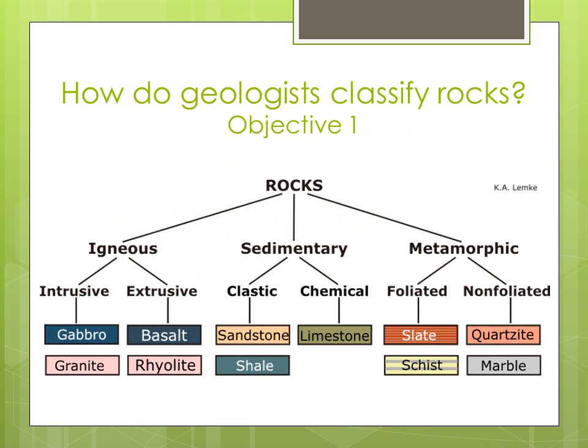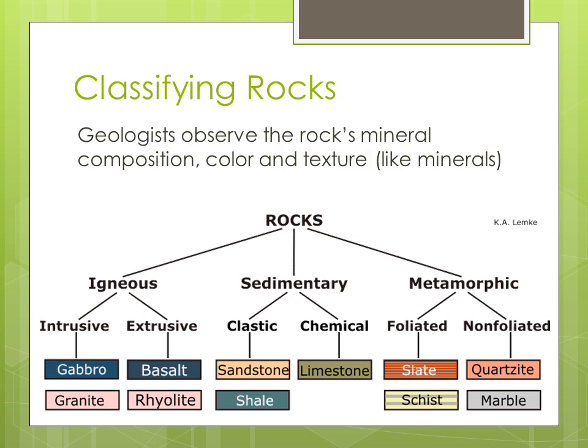Our first objective here. How do geologists classify rocks? All right, you see that our main category there, rocks, is broken up into subcategories, which are then broken up into other subcategories, okay? And we're going to look at each of these today. So, first of all, we need to understand that geologists observe the rock's mineral composition, color, and texture. So they're looking at what is unique about these rocks and how they differ, just like they did for minerals.